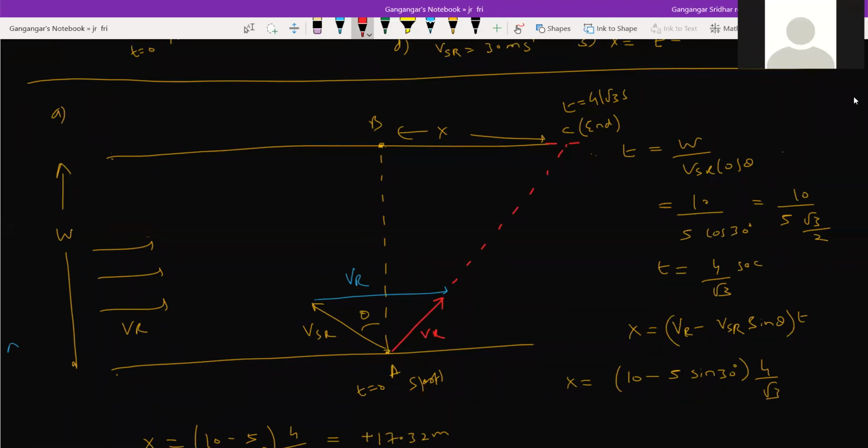Root 3 is 0.6, no? 1 by root 3, 0.6 into 4 will be 2.4 seconds. Okay, try to see this all.